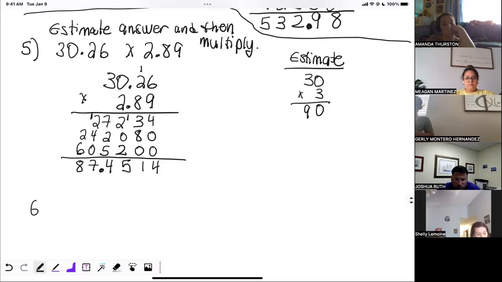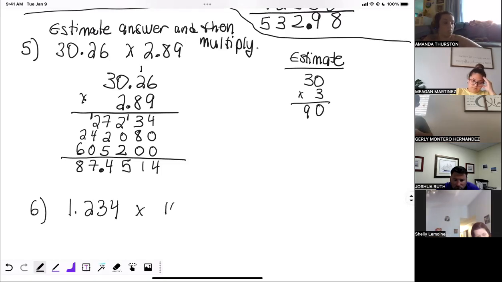Okay, one more estimate problem just to practice one more. Which one do I want to do? Let's do the long one. 1.234 times 10.55. So that's a 4-digit times a 4-digit. That's a little long, so let's do that one. Same directions though. So first, we want to estimate our answer.